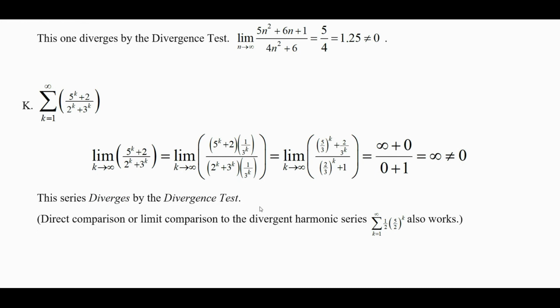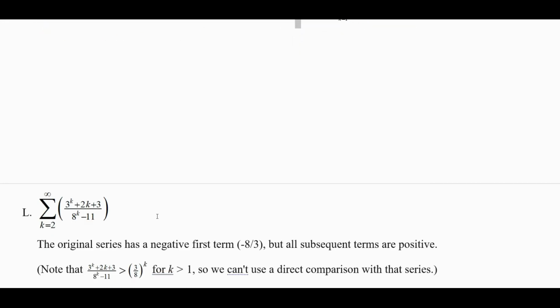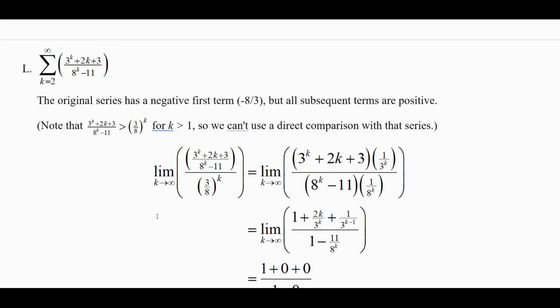You could have also compared with the direct comparison or limit comparison to the harmonic series or to this series right here. I'm not sure about the harmonic series, but that's a p-series, I should have said. So you can compare to that. But the divergence test works there. Okay, how about this one?